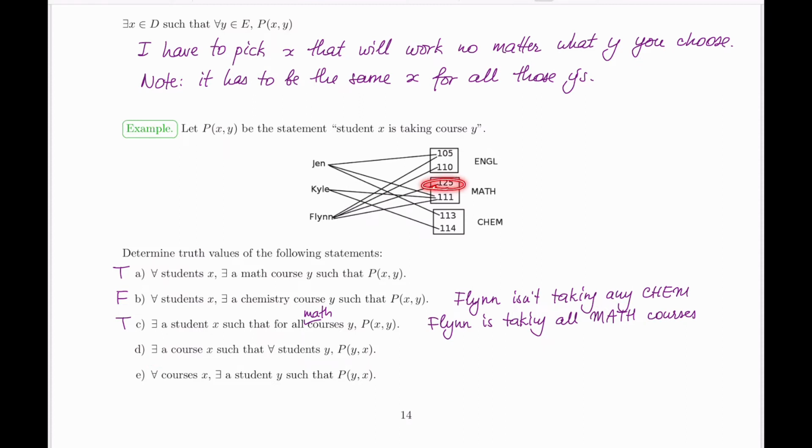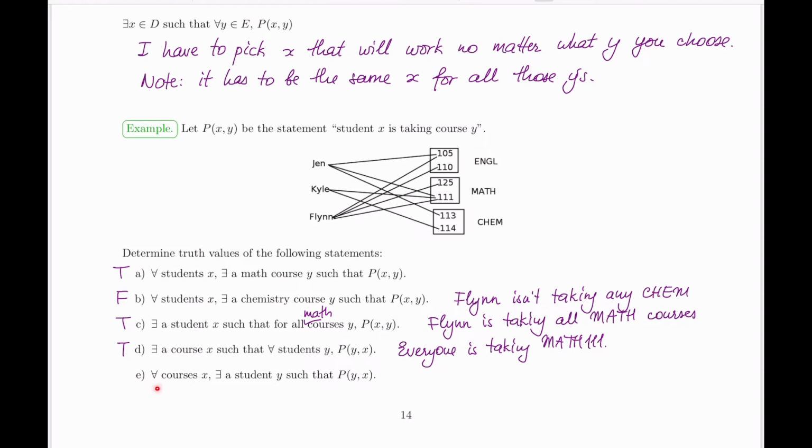So Math 125, is everybody taking Math 125? No, Jen, for example, is not taking it. Math 111, is everybody taking Math 111? Yes, bingo, everybody is in fact taking Math 111, and we can stop searching because the moment you find it is when you are done. So here the justification is everyone is taking Math 111. I really should have fixed it so that it was going to be Math 125 that everybody's taking, but so far I just have Flynn.